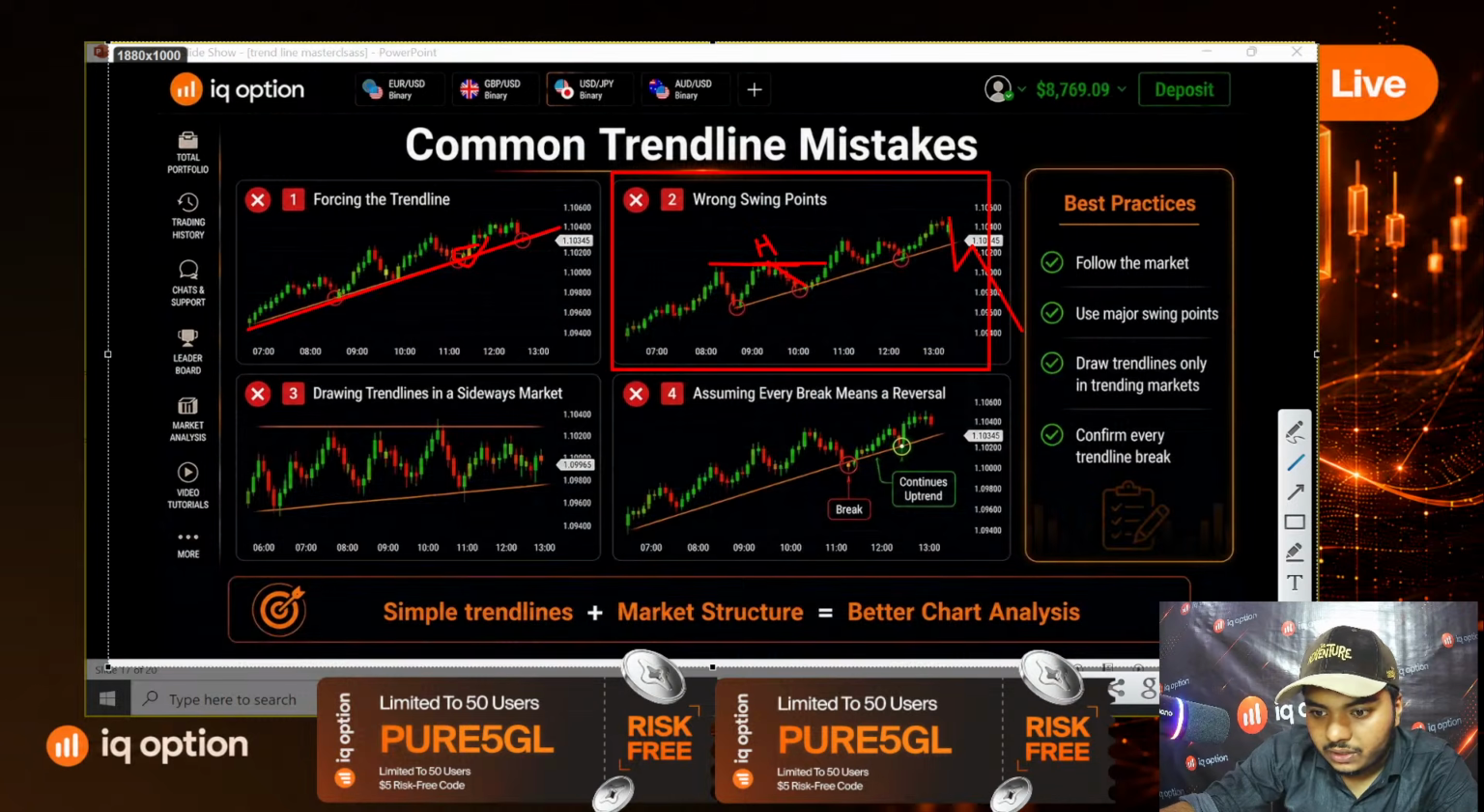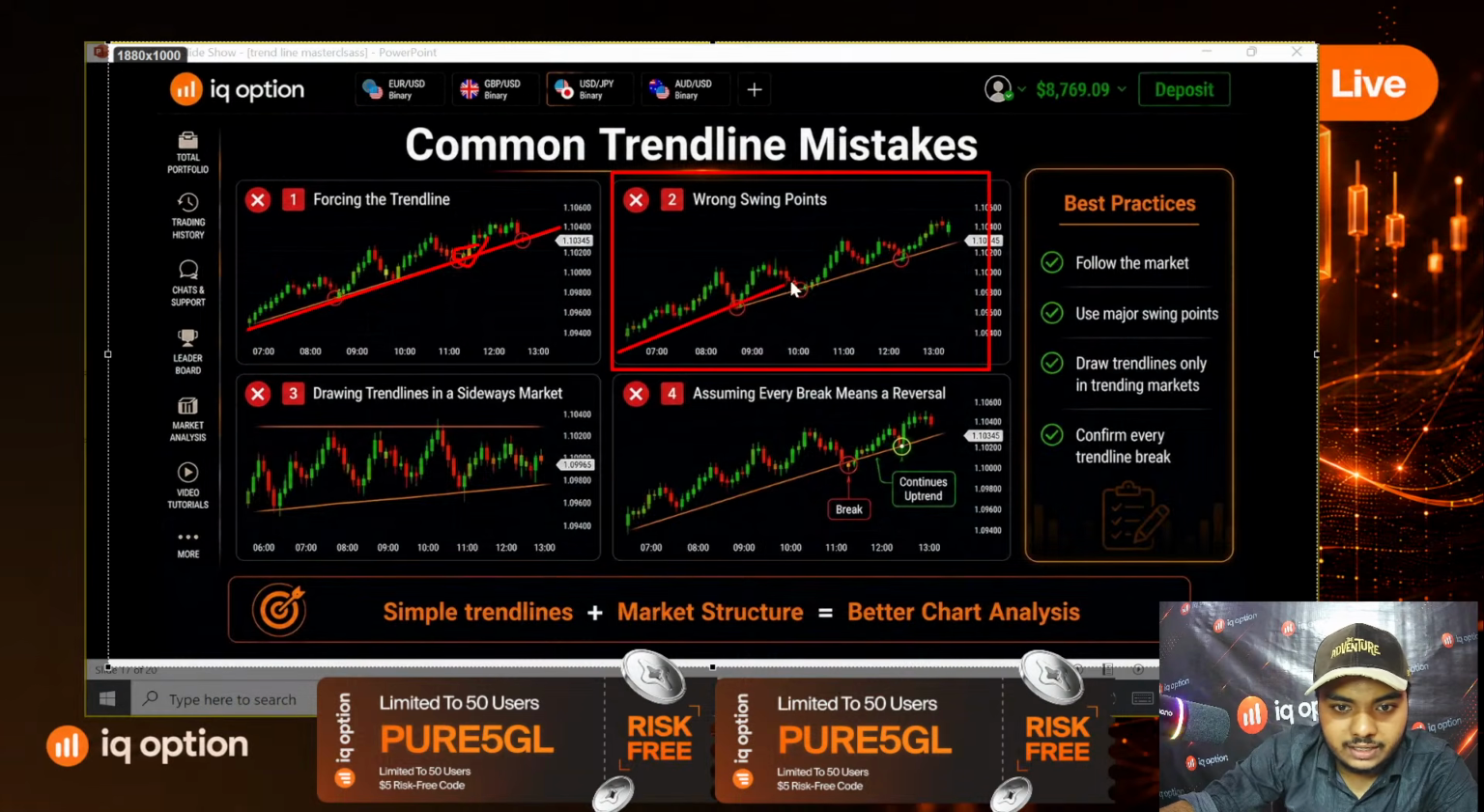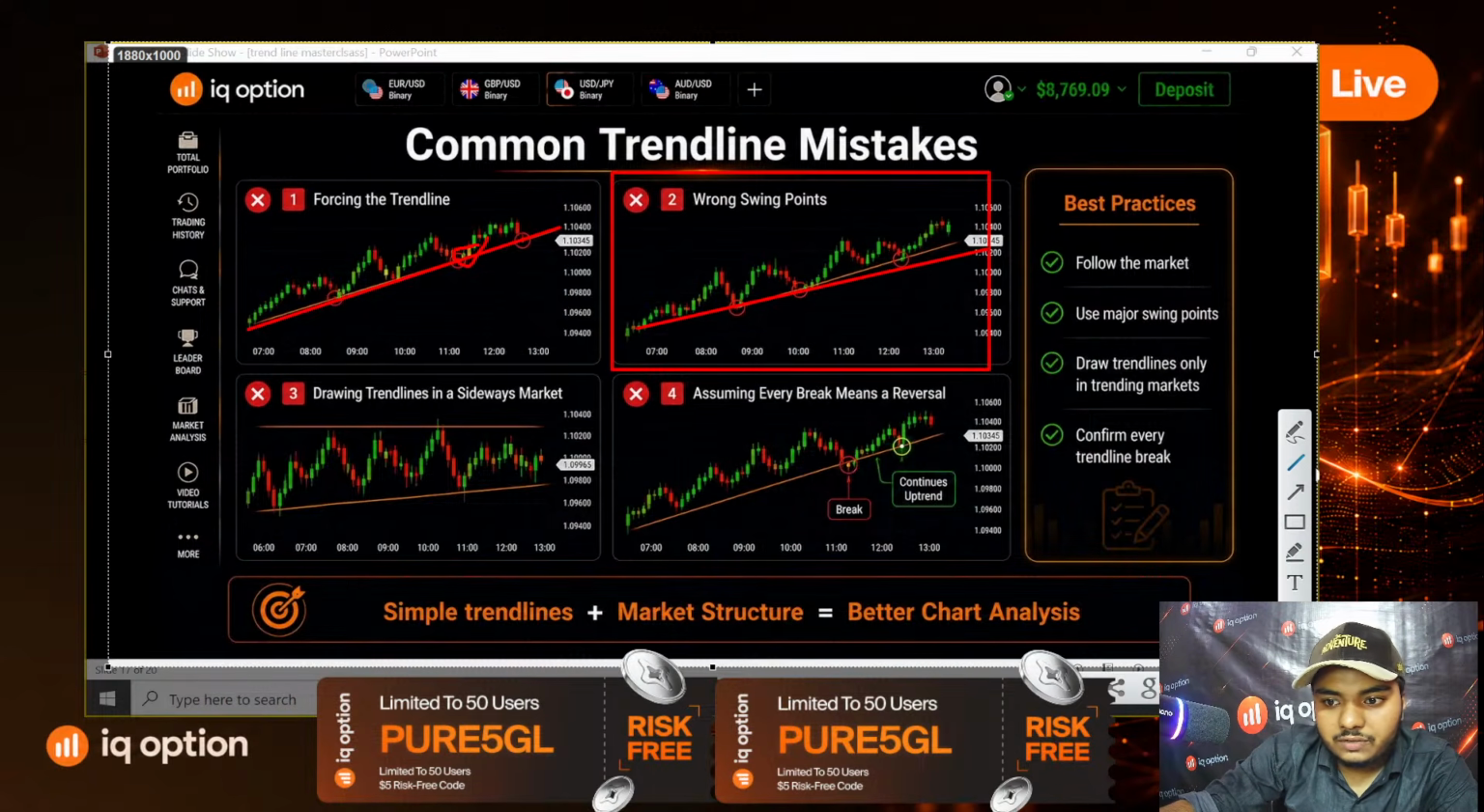Try to draw important swing points. Suppose there was a high here, you can draw here, so that in the future if the market comes to you, you can trade in the upward direction with confirmation.